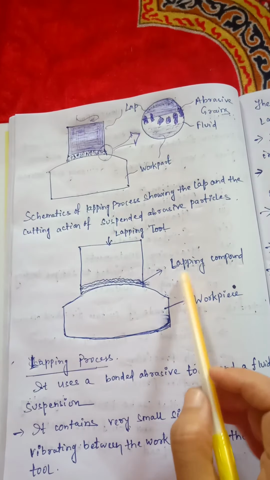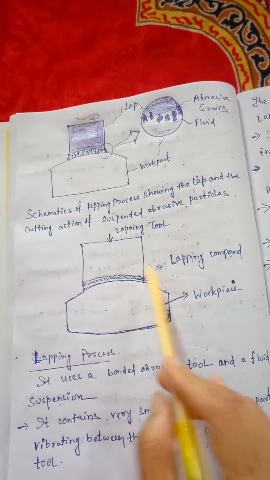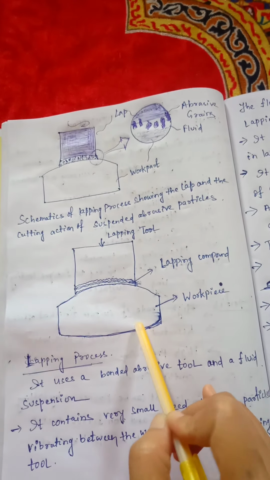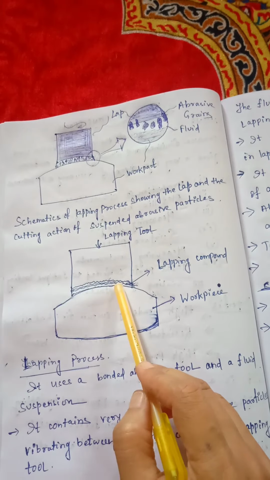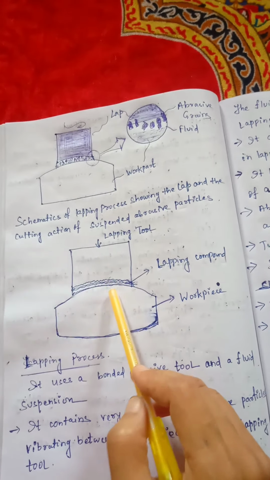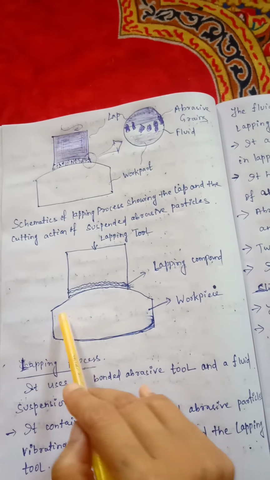Next, this is the lapping tool. The upper one is called the lapping tool. This is the lapping compound, and this is the workpiece. The workpiece contains lapping compound and the abrasives are present here, and the lapping tool provides pressure on the lapping compound, and then the workpiece can be finished.